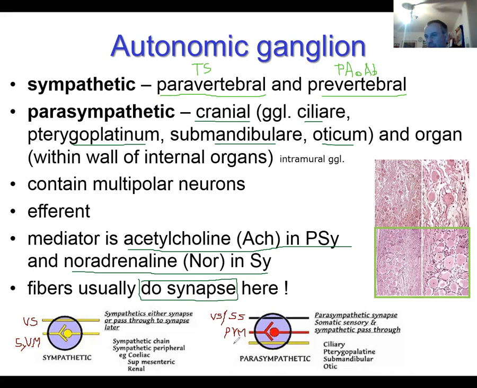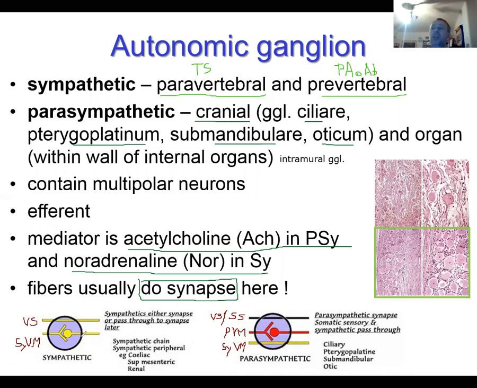But it also contains the sympathetic visceral motor fiber, which is not synapsed. As you can see, it just passes through. That's why it's called parasympathetic ganglion. It's called according to the system which is synapsed in the ganglion.